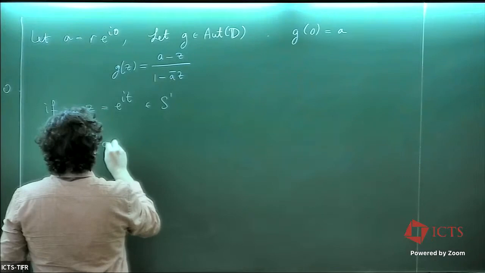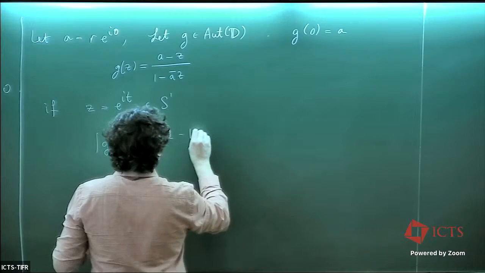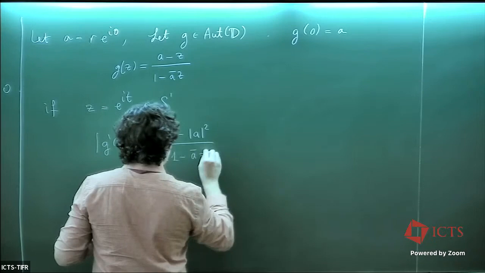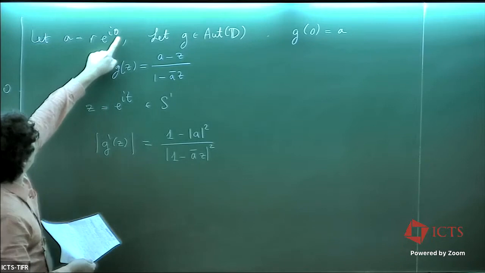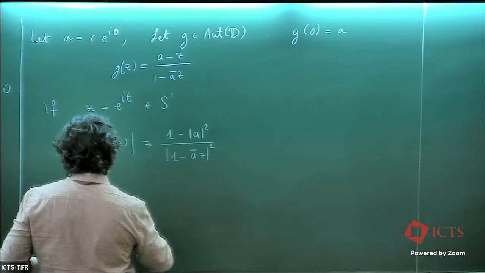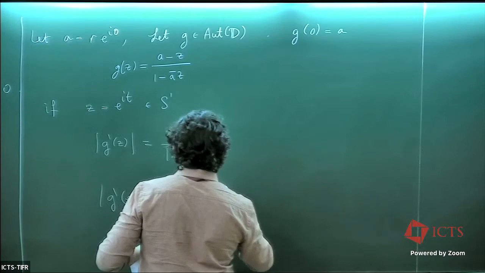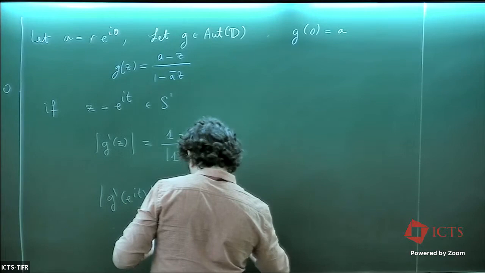You take g prime of z. You do the computation, you get that this is 1 minus norm of a squared over 1 minus a bar z norm squared. So it's just a usual derivative. And then we can think about how we wrote a is r e to the i theta and z is e to the it. And so we can write that g prime of e to the it is nothing else than 1 minus r squared, where r is the modulus of a, divided by 1 minus r e to the i(t minus theta) squared.